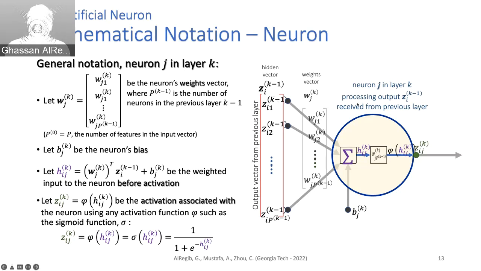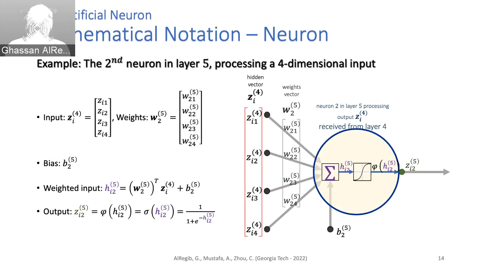I'm really emphasizing the obvious as much as possible because I know how confusing this can be once you start to do this coding in the next homework. Okay, so a specific example here. Imagine that we have the second neuron in layer number 5, and then in the previous layer, number 4, we have basically 4 neurons, right?